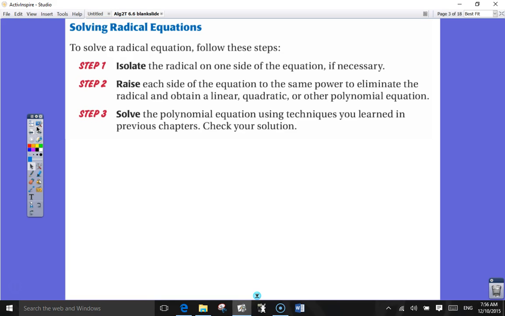And then here's the part that we have to keep in mind, which is check your solution. Now, you don't always check because you think there's extraneous solutions. There's a certain kind of problem which might have extraneous solutions, but not all. You can check just because it's good math to check your answer.